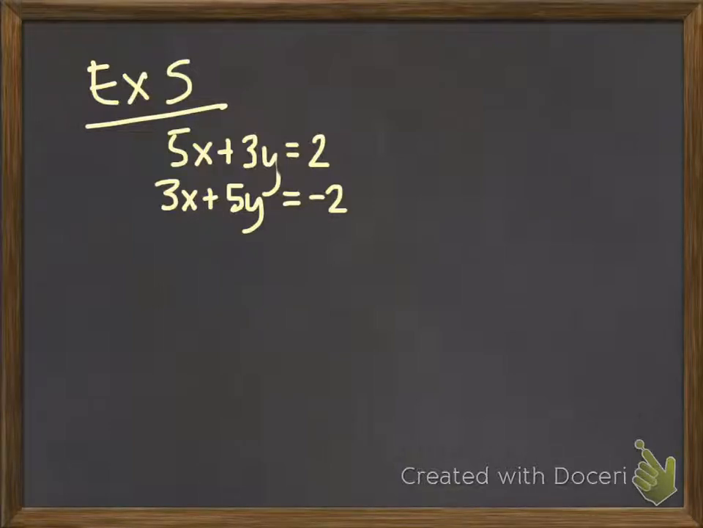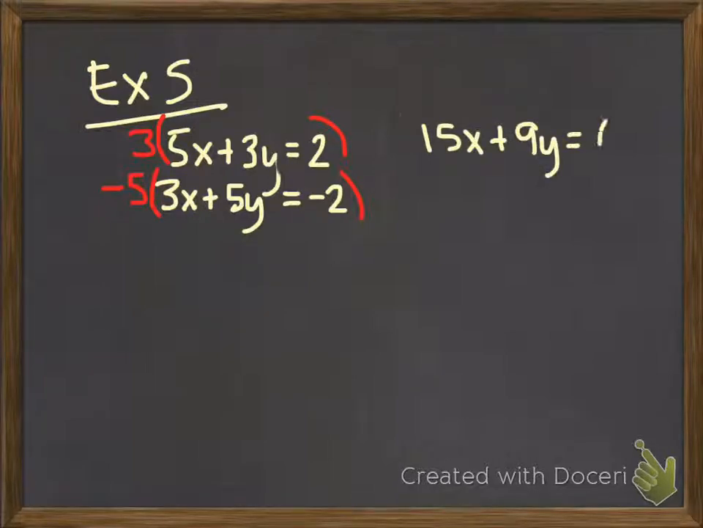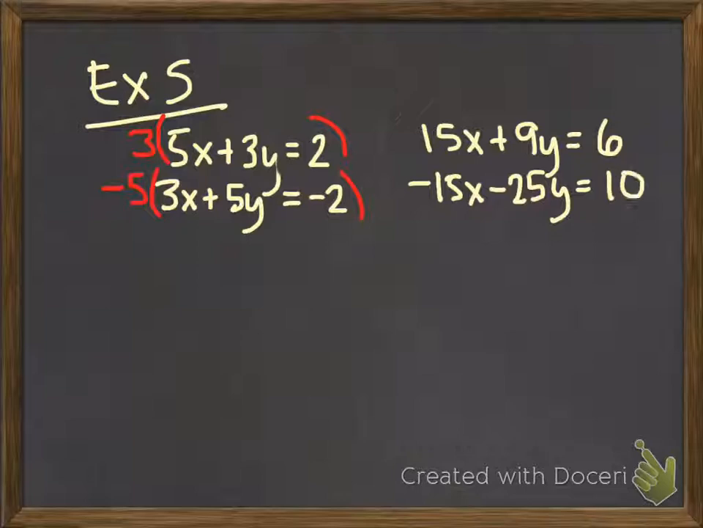So what I'm going to do is I'm going to have to change both equations. I'm going to multiply the top by 3 because that gives me 15x. And I'm going to multiply the bottom by negative 5 because that will give me negative 15x. So now I can cancel out. So on the top I have 15x plus 9y equals 6. And on the bottom I have negative 15x minus 25y equals positive 10.